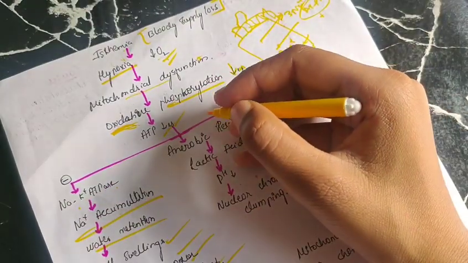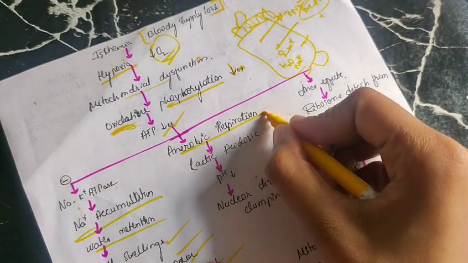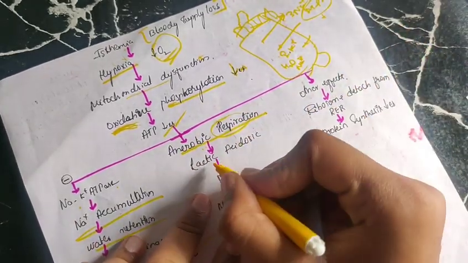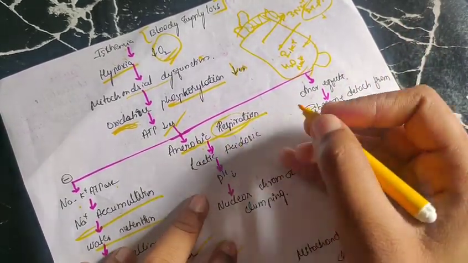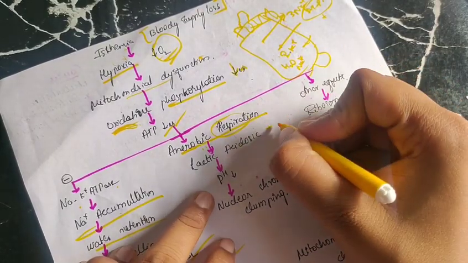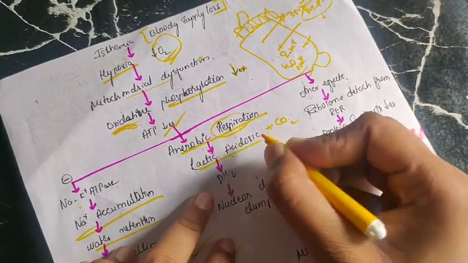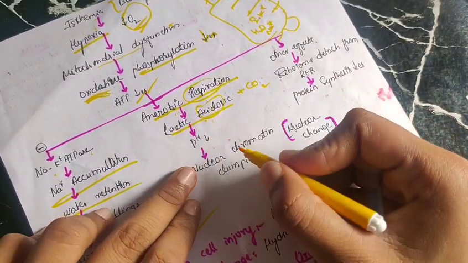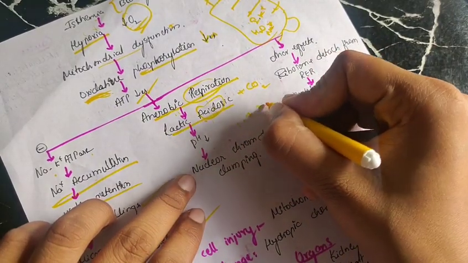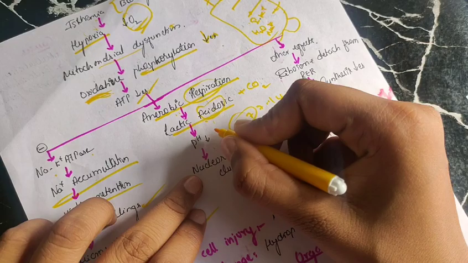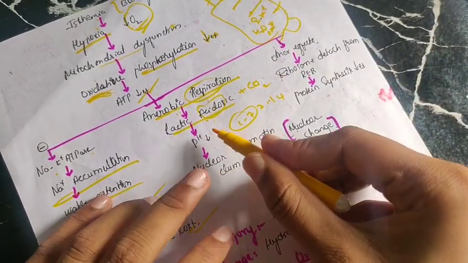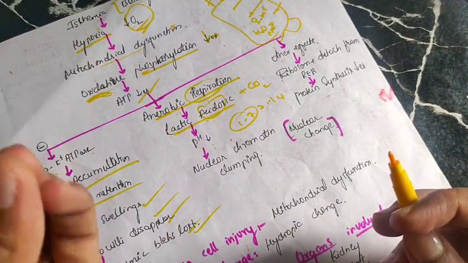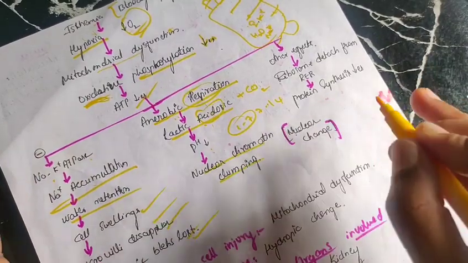The other condition: because of loss of oxygen supply, there will be anaerobic respiration, which takes place in the lack of oxygen. The products of anaerobic respiration are lactic acid plus carbon dioxide. Lactic acid starts accumulating; this condition is called lactic acidosis. The pH will decrease. Acidic pH is 1 to 7, basic pH is from 7 to 14, so less than 7 means acidosis. Because of this pH decrease, nuclear chromatin starts clumping. This is another change we can see in reversible cell injury.